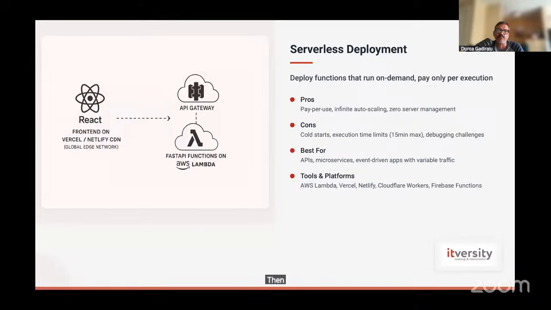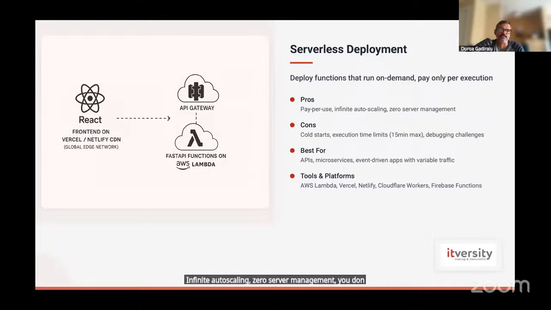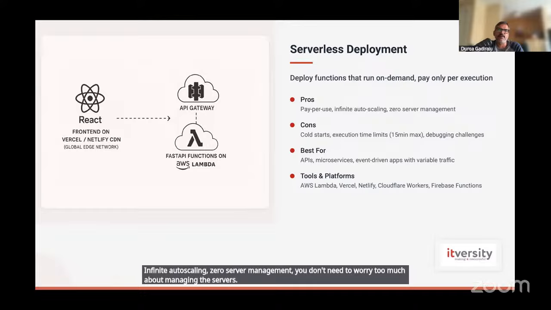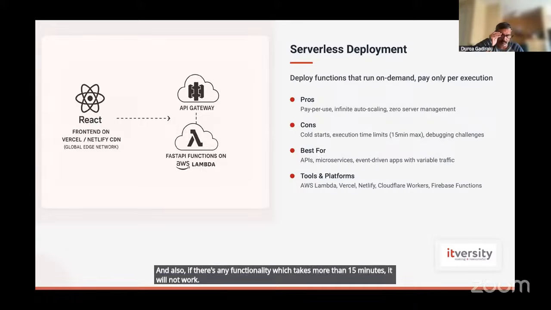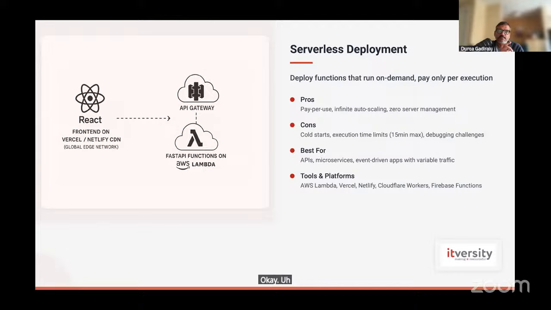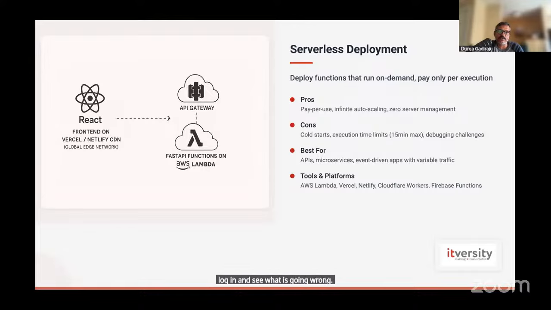Then comes serverless deployment. You can deploy functions that run on demand, pay only per execution. What are the pros? You just pay per use. Infinite auto scaling, zero server management. You don't need to worry too much about managing the servers. However, disadvantages are, when it comes to starting the application, it might take a bit of time. And also, if there is any functionality which takes more than 15 minutes, it will not work. Especially debugging can be a very big challenge because you don't have infrastructure to log in and see what is going wrong, right?